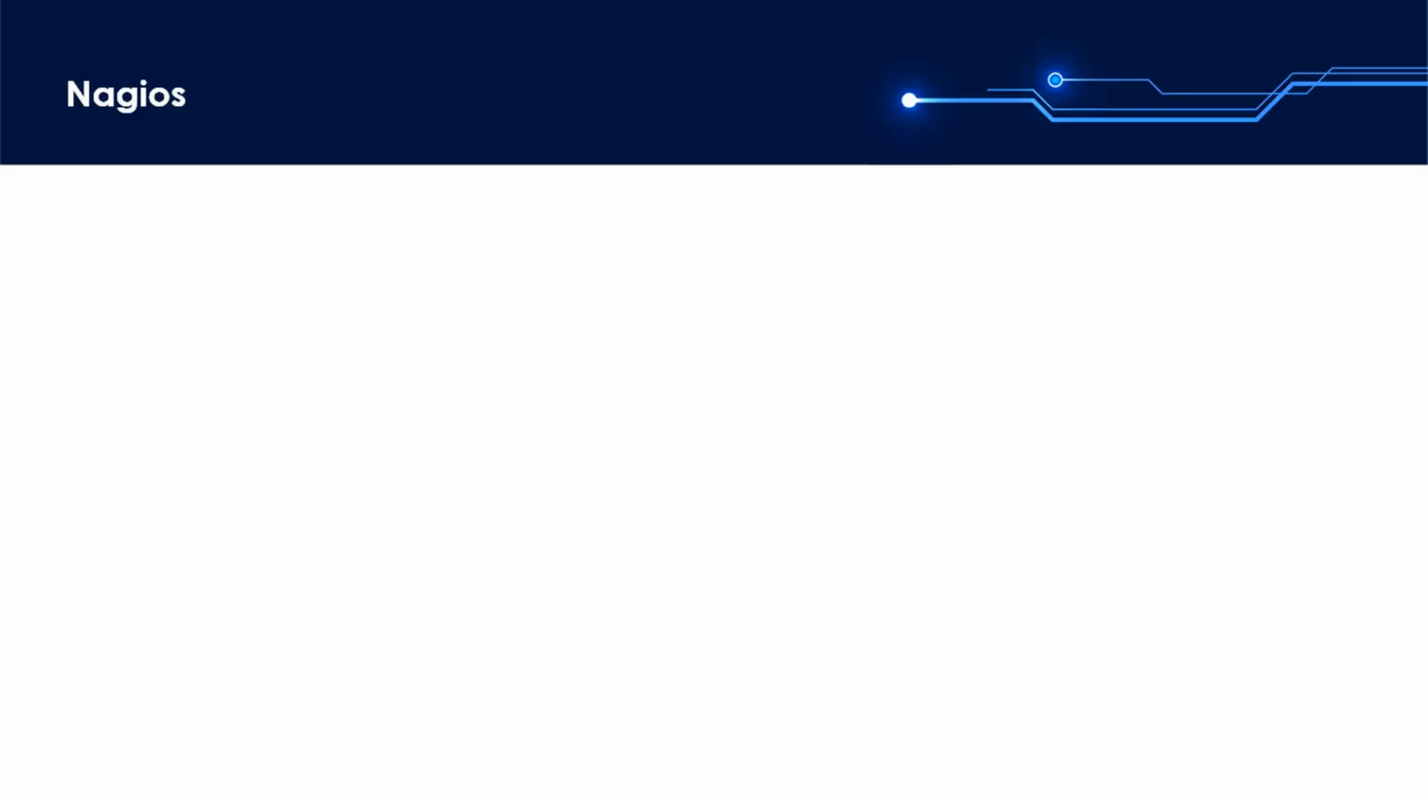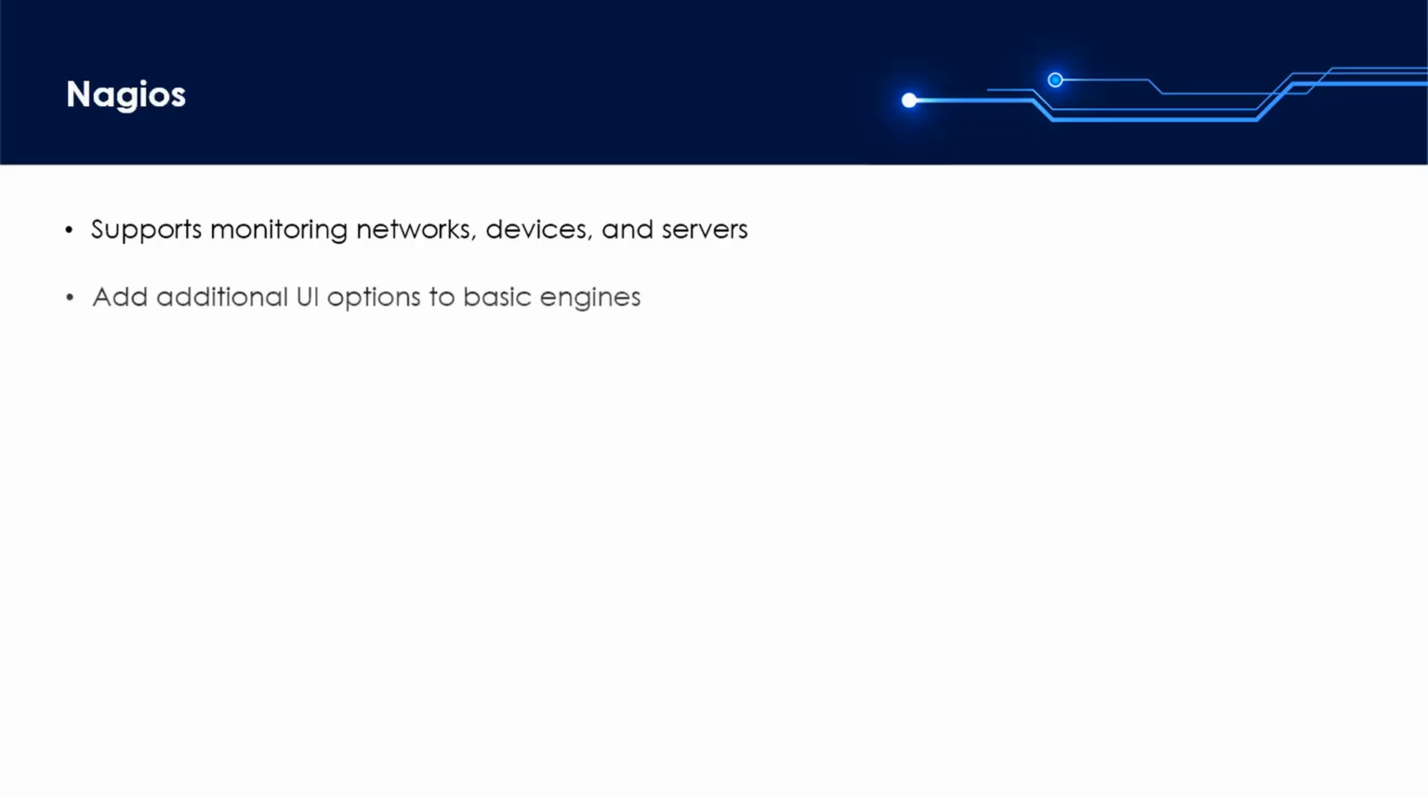The second tool whose features we'll explore is Nagios, which is essentially an open-source application for monitoring systems and networks. We can use Nagios to monitor networks, devices, and servers. For example, we can monitor various network services like SMTP, POP3, HTTP, NNTP, and so on. And it also enables us to monitor host resources like the processor load and disk usage.